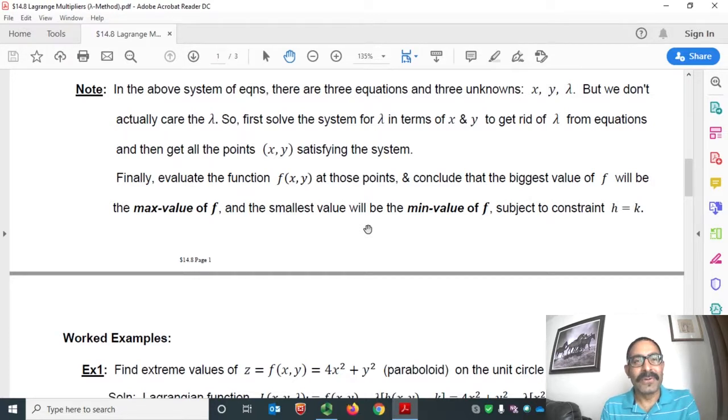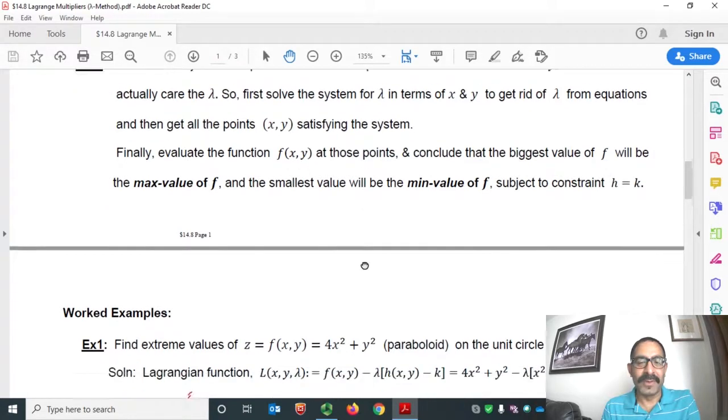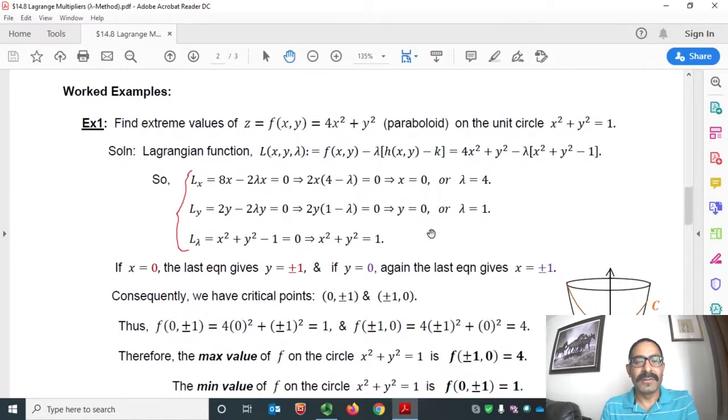Great. So with this idea, now let's do some examples. Let's move on. Example 1. Find the extreme values of the surface f(x,y) equals 4x squared plus y squared. It's a paraboloid, by the way, on the unit circle where x and y satisfy the equation x squared plus y squared equals 1. So this is our f(x,y) and this is our h(x,y), which equals k. k is 1 here.